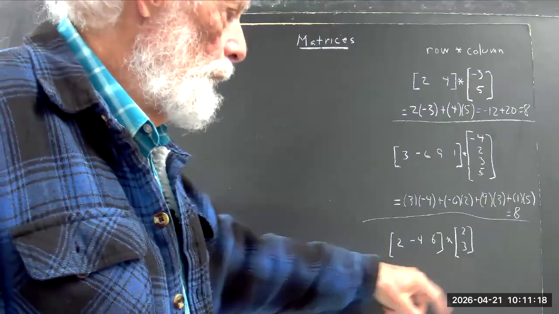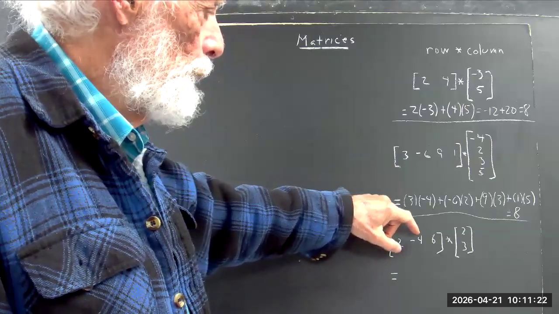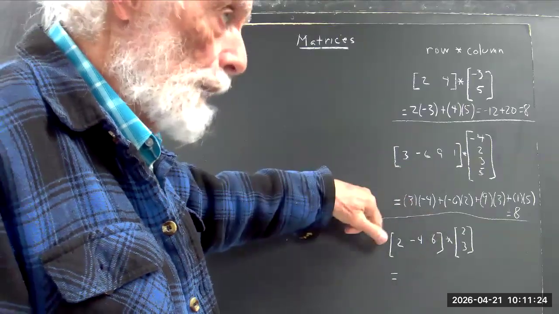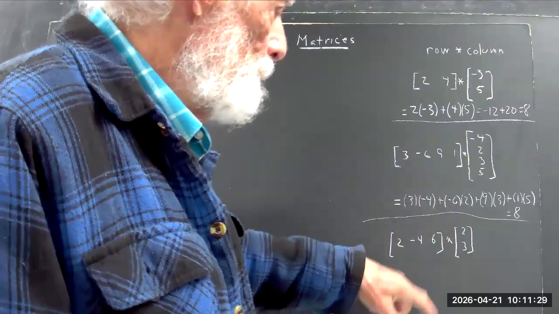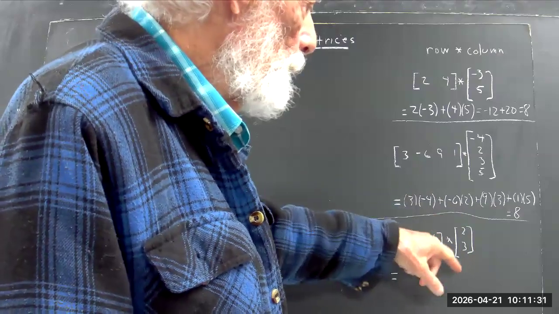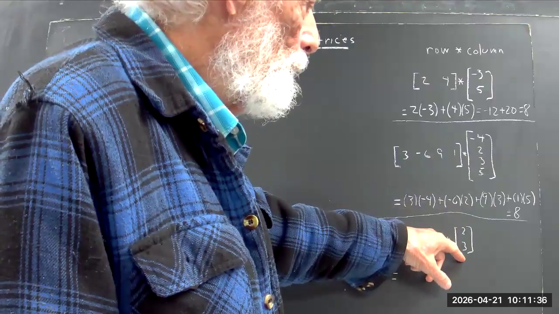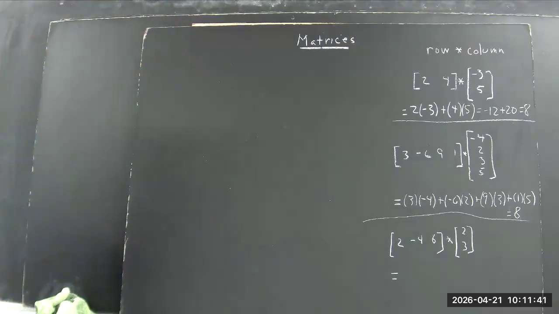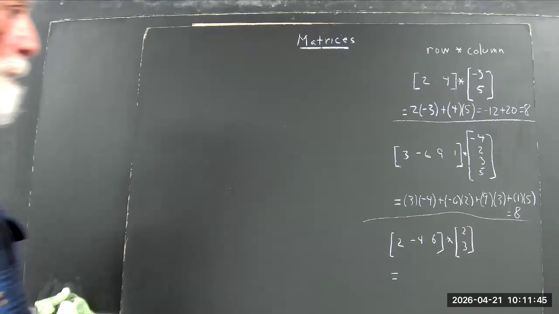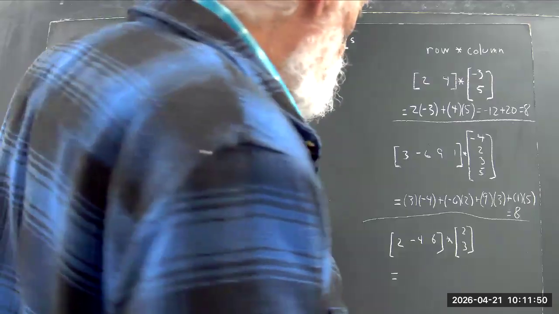Okay, now let's do this third one. What do you think you're going to do with the row vector 2, negative 4, 6? It means bracket 2, negative 4, 6, right bracket. And the column 2, 3. In other words, left bracket 2 above 3, right bracket. Now if you're a little confused about what to do here, it starts out pretty simple.